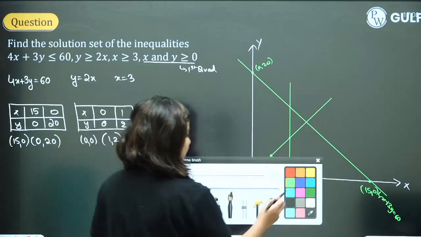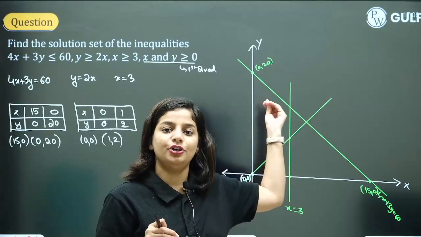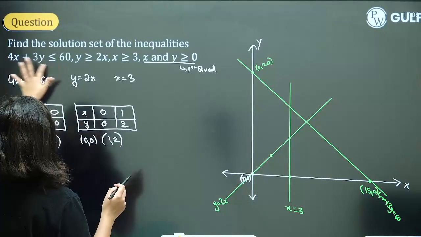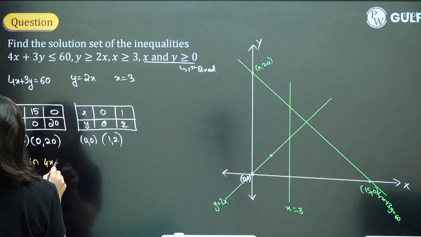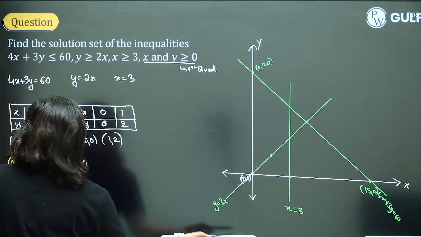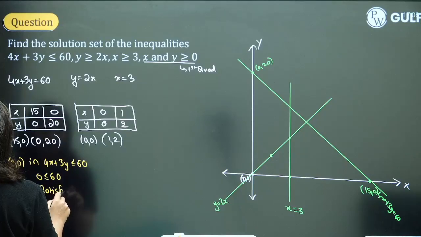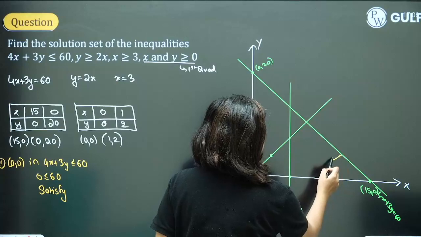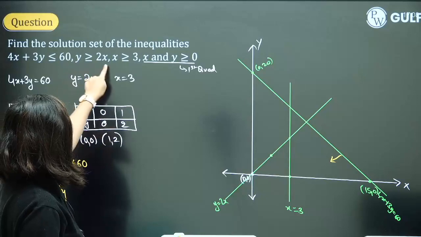Okay, great, perfect. Now comes the time for second step, which is take a point, substitute in the inequality and find the solution region. If I take for the first inequality 0, 0 in 4x plus 3y less than equal to 60, will it satisfy? 0 less than equal to 60? Yes, satisfy. So for first line, the solution is towards the origin.